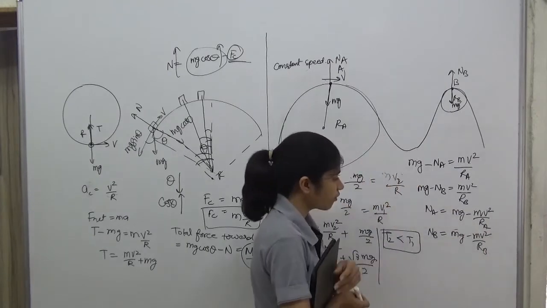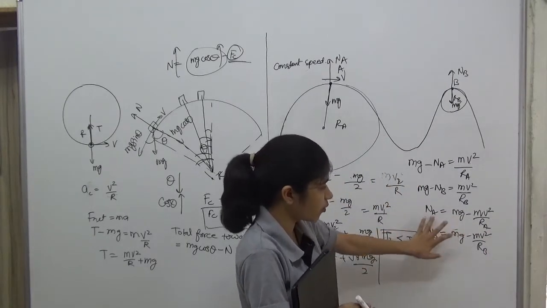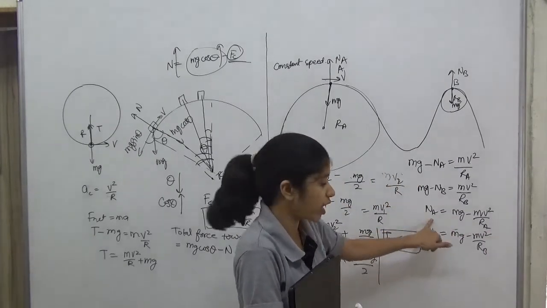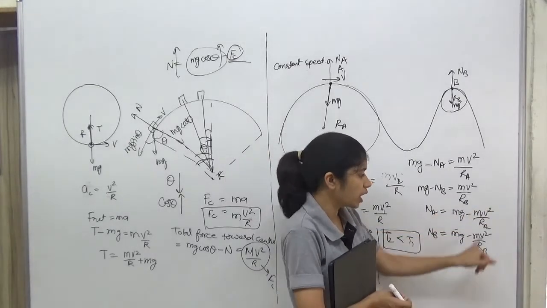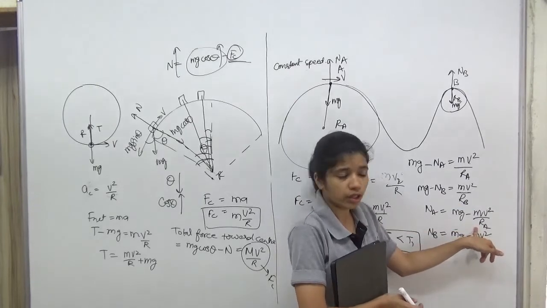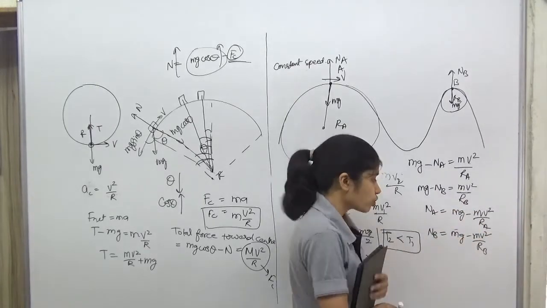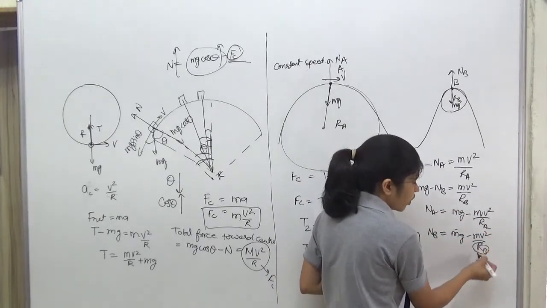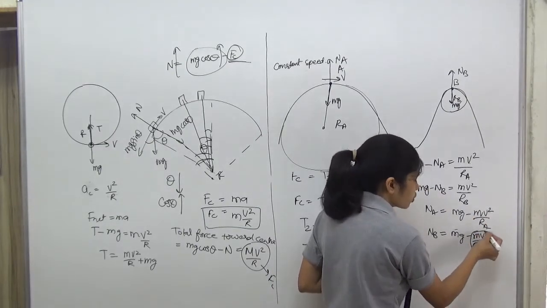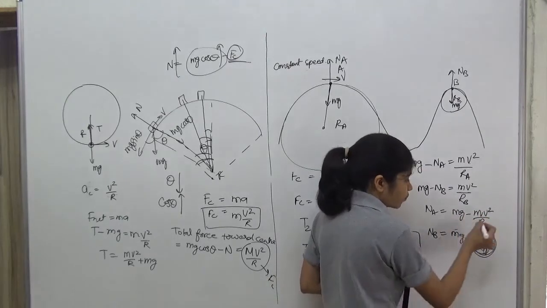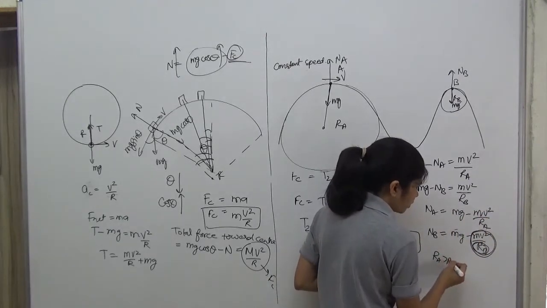Now here, these two quantities are the same in both the equations, in the equation of NA as well as in the equation of NB. Now from mg we are subtracting something. So if we subtract more, the whole quantity will get reduced. Here RB is smaller, so this quantity is smaller than this. RB is smaller, so this quantity is bigger than this. RA is greater than RB.